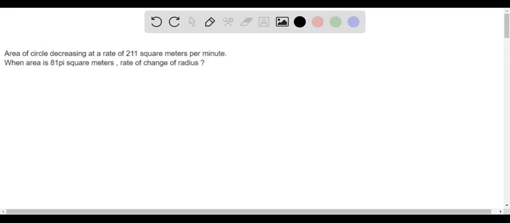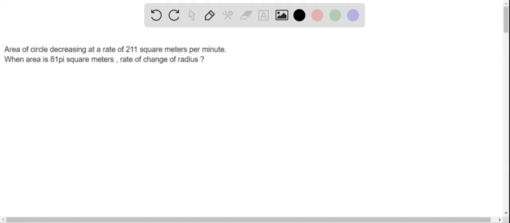Let's write down the mathematical equivalent of this information. That is, the area of the circle is decreasing at a rate of 211 square meters per minute. So if A represents the area of the circle, then dA by dt represents the rate of change of area with respect to time. And this is given as negative 211 square meters per minute.